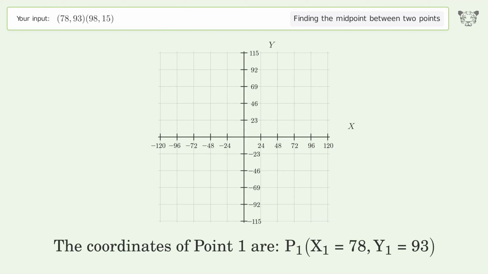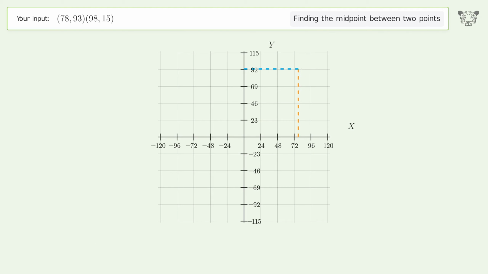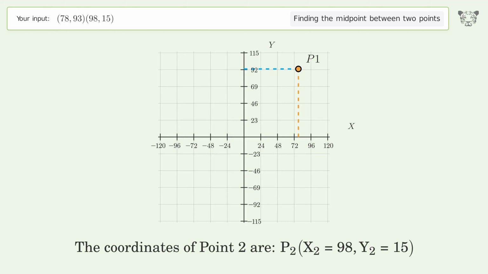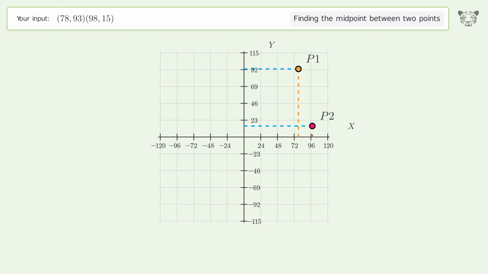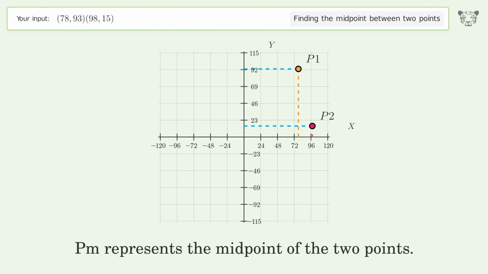The coordinates of point 1 are, x1 equals 78, y1 equals 93. The coordinates of point 2 are, x2 equals 98, y2 equals 15. PM represents the midpoint of the 2 points.